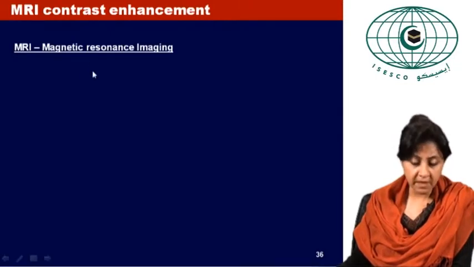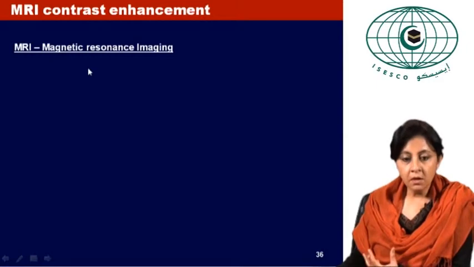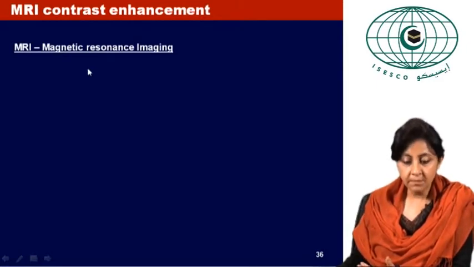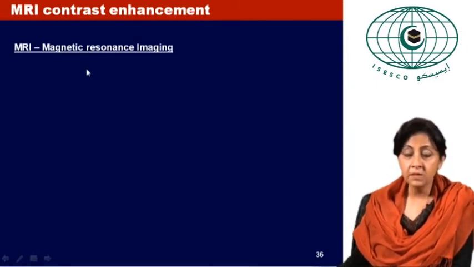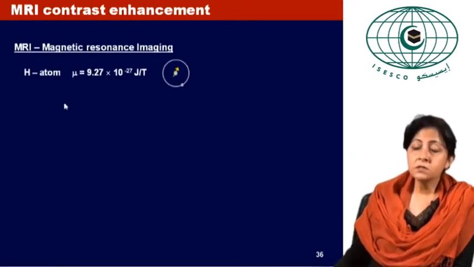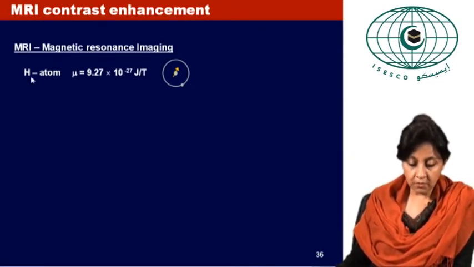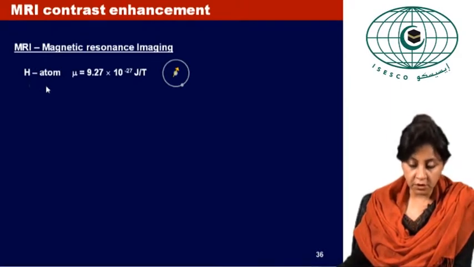So what is the principle behind MRI? First, I'll discuss that, and that will bring us to how nanoparticles can help enhance the contrast that is available in magnetic resonance imaging. So, as you know, the body is made up largely of water. So there are 2 hydrogen atoms and 1 oxygen atom per water molecule.